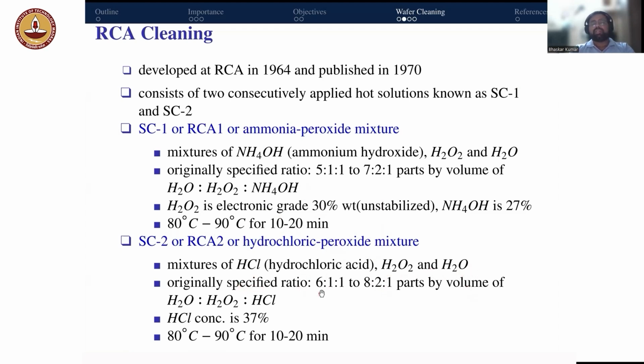The specified ratio for the RCA2 is 6:1:1 to 8:2:1 parts by volume of H2O, H2O2, and HCl. That is, we take 6 parts DI water and then we mix 1 part hydrogen peroxide and then we mix 1 part hydrochloric acid. The concentration of the hydrochloric acid is 37%. The temperature specified for this is 80 degrees Celsius to 90 degrees Celsius, and the duration is 10 to 20 minutes. Now, in the next slide, we'll see how these solutions actually work in order to clean the silicon samples. Immediately after we perform the RCA2, we move the samples to a DI water rinse and then nitrogen dry.